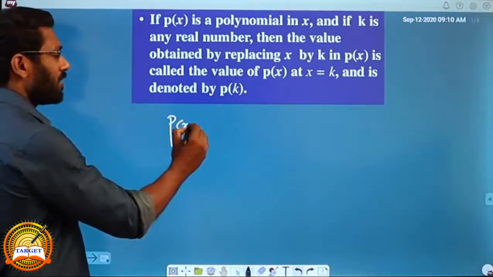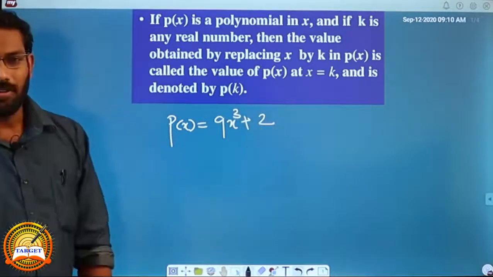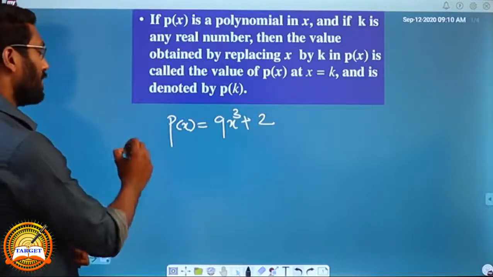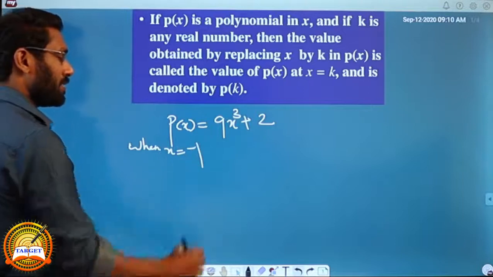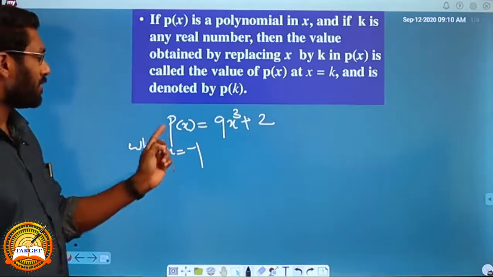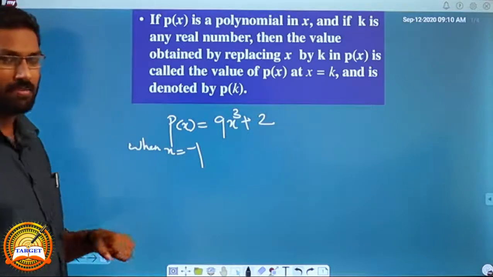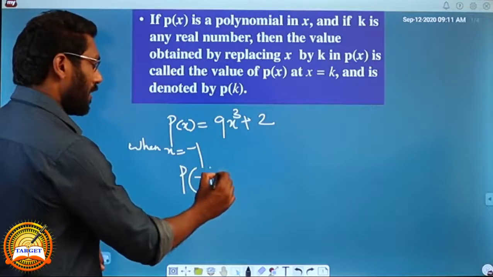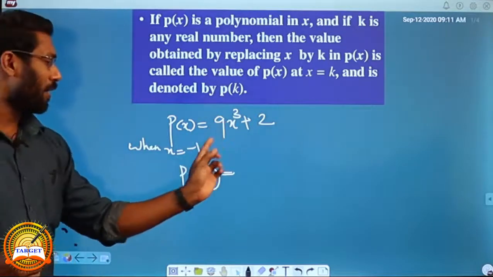P of x equals 9x cube plus 2. Now I am going to find the value of the polynomial when x is equal to minus 1. So we can find the value of this polynomial by replacing x by minus 1, and that value can be represented as p of minus 1. P of minus 1 we can find, we can replace x by minus 1.